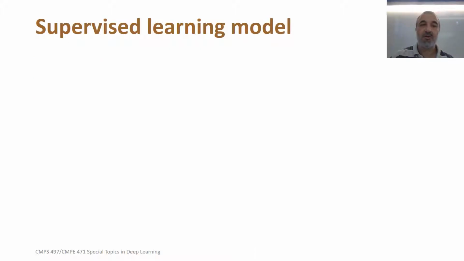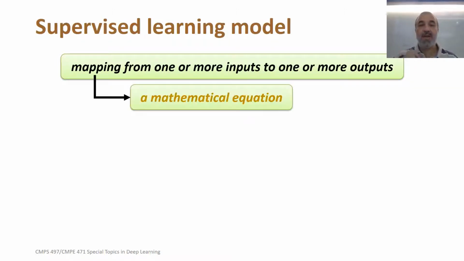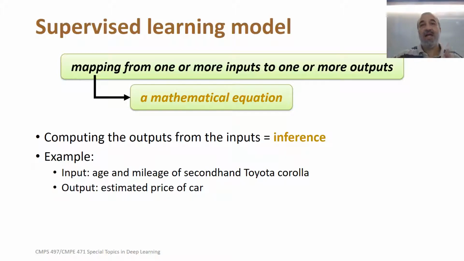So we'll start with an overview of supervised learning. Last time we said that supervised learning is about mapping from one or more inputs to one or more outputs, in general. And by mapping, we mean a mathematical equation that will take the value of the input and give us the value of the output. So the model is just an equation type. We can later use this equation to compute predicted output: I give it the value of the input, and I get back a value for the output.